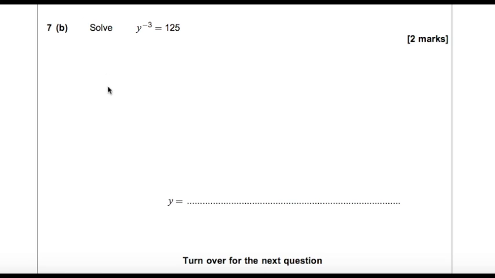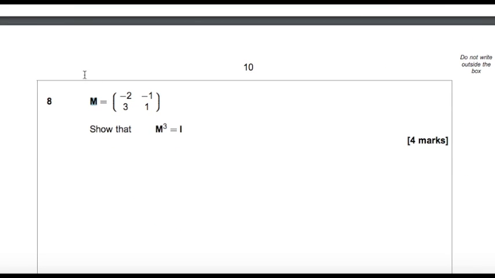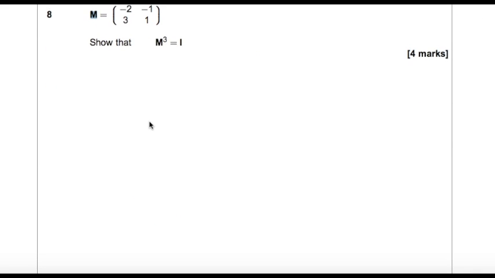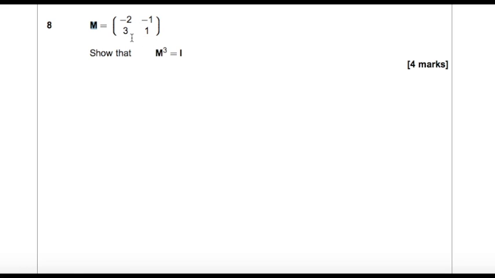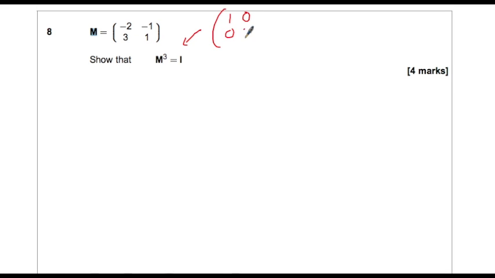Right, 8 looks like we've got vectors. Ooh. Right, m equals minus 2, minus 1, 3, 1. So show that m cubed is I, which is the identity matrix, which hopefully you know is 1, 0, 0, 1. So I reckon first of all let's work out m squared.